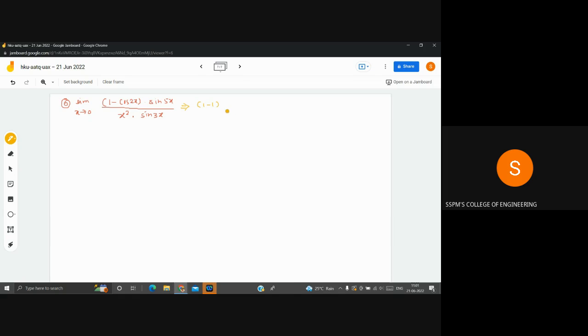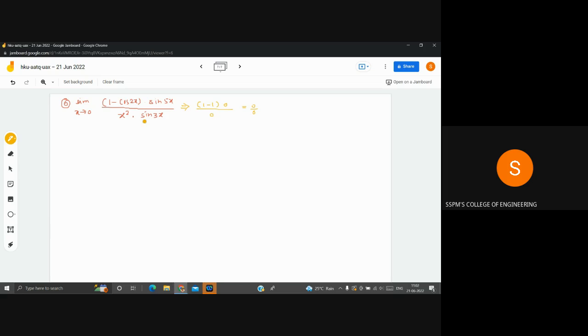So I will write the limit roughly: 0 into sin 0, which is 0. Upon x is 0, 0 square is 0, into a finite value is 0. So 1 minus 1 is 0, 0 into 0, so 0 by 0 is there. Once again we are getting the limit in the form 0 by 0.